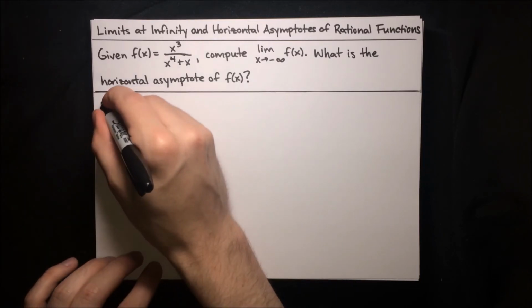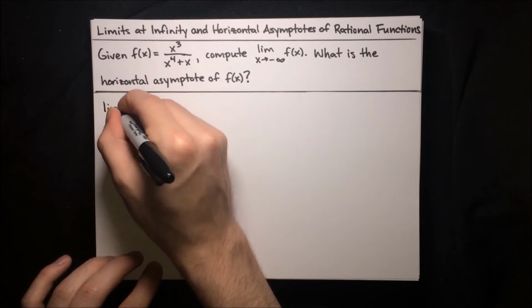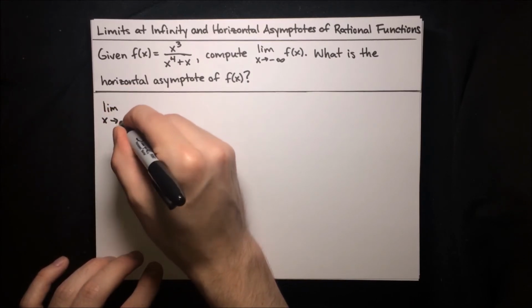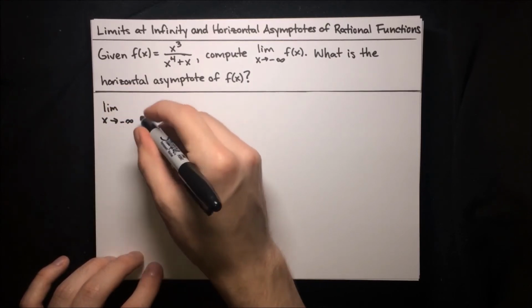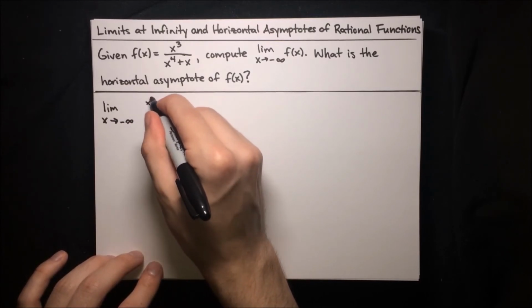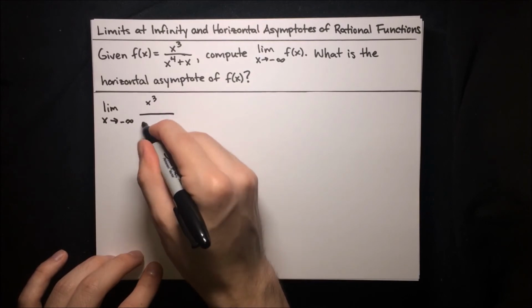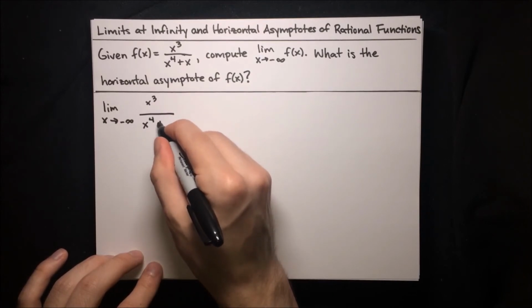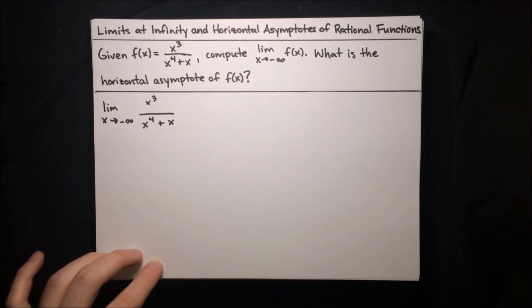So let's go ahead and write down that limit again, using that function definition that we're given for f of x. So this is the limit as x approaches negative infinity of f of x, and f of x is just x cubed over x to the fourth plus x. Now again, as x approaches negative infinity, both the numerator and the denominator have terms that are growing without bound.